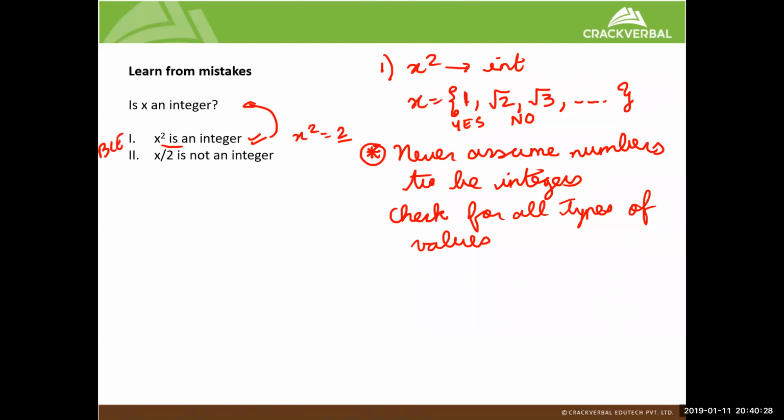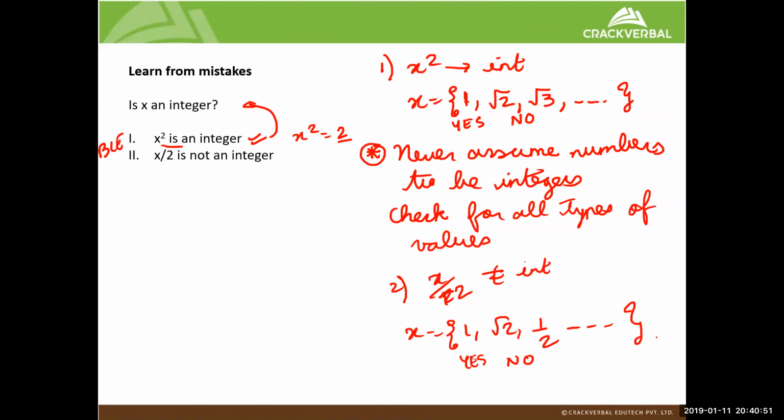BCE. The second statement was pretty easy to eliminate. X by 2 is not an integer. So if x by 2 is not an integer, x can be 1, x can be root 2, x can be half, x can be anything I want, right? As long as it doesn't make x by 2 an integer. Does x have to be an integer here? Sometimes it can be a yes, sometimes it can be a no. So clearly insufficient.